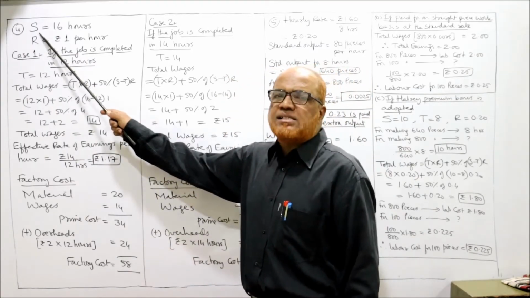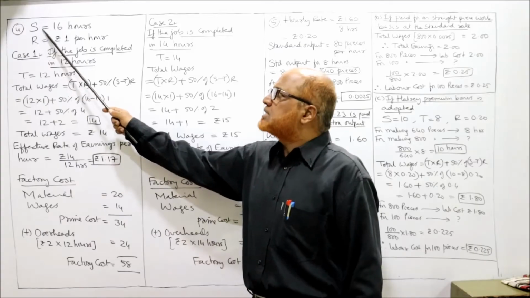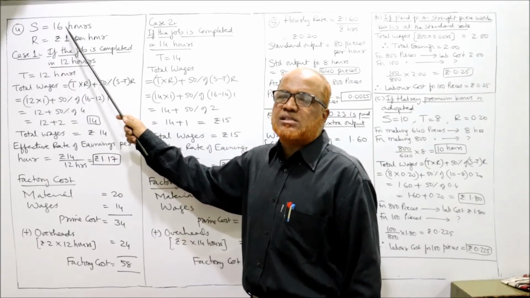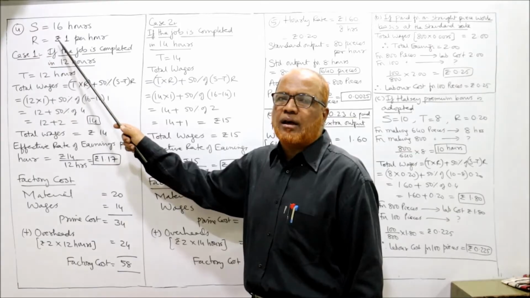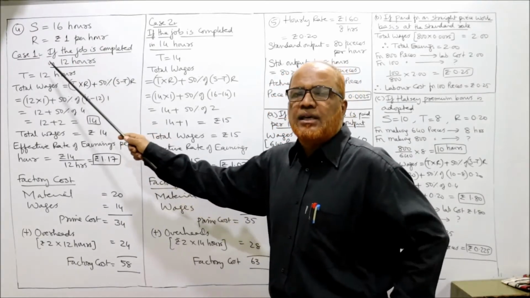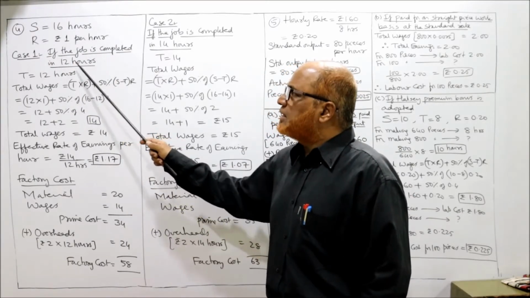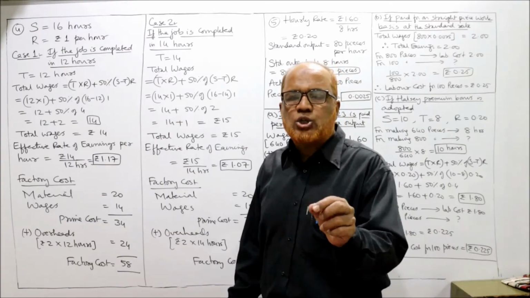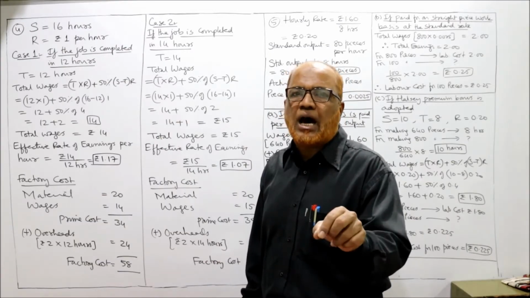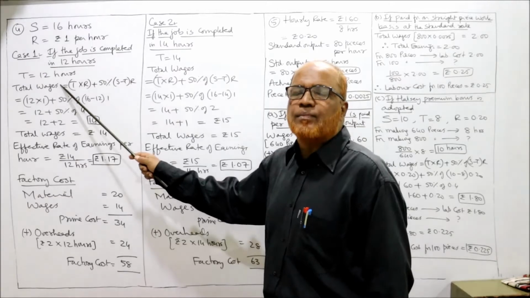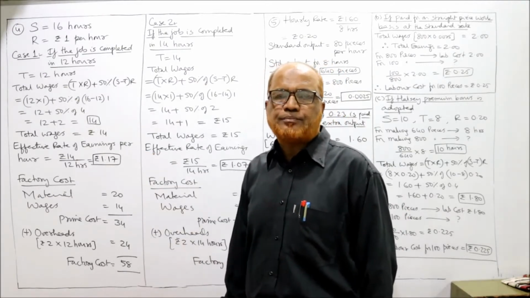See here, S stands for standard time. Standard time is given in the problem, 16 hours. R is the rate per hour, which is 1 rupee per hour. Case 1: if the job is completed in 12 hours, that means actual time taken is 12 hours. So T is equal to 12 hours. Now first we calculate the total wages.